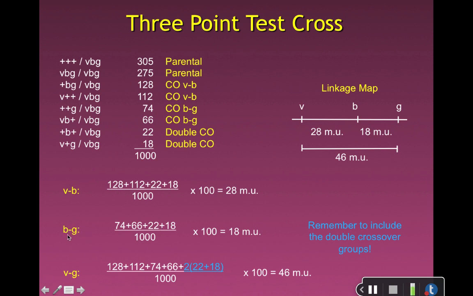Do the same thing for those crossovers between the B and the G alleles. 74 plus 66 plus 22 plus 18. Again, don't forget to include your double crossovers. That gives us 18 map units.